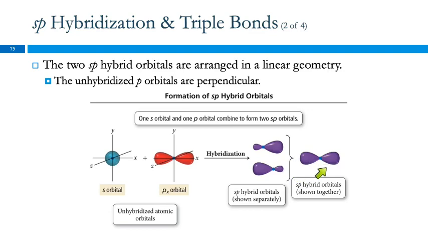This is two sp hybrid orbitals. We're not showing these little stunted lobes. And the big clue here is that this is purple and that's red. The purple in these illustrations are hybrid orbitals. Those are going to be in a linear geometry. The remaining unhybridized p orbitals would be at right angles, one up and down and one in and out of the plane of this screen.